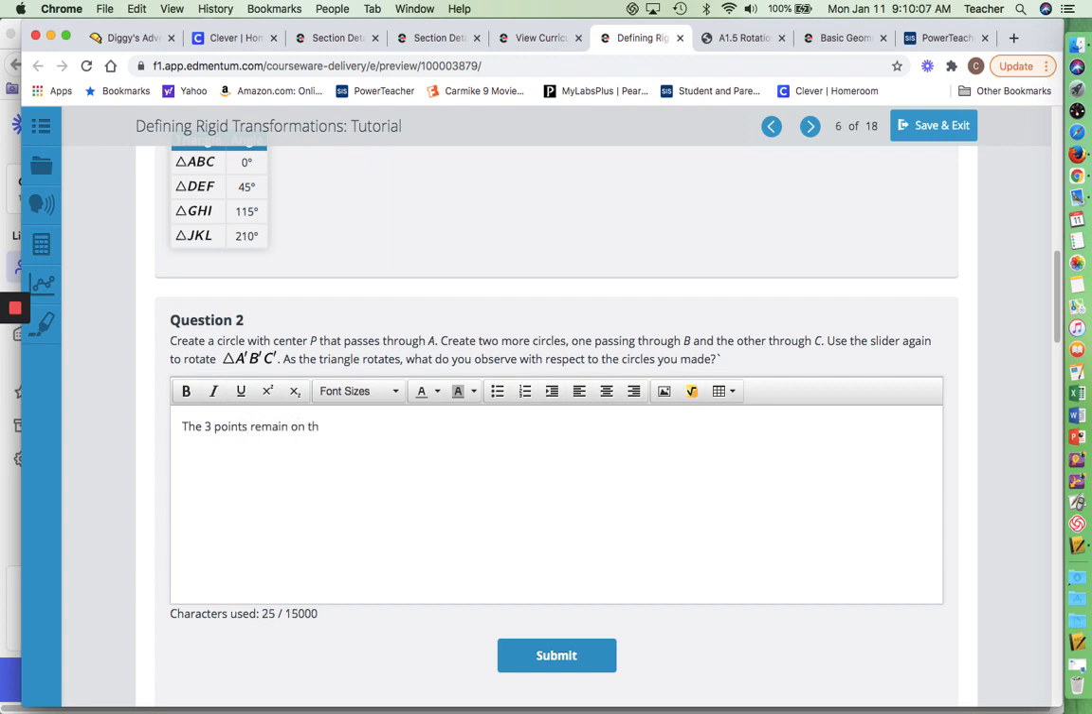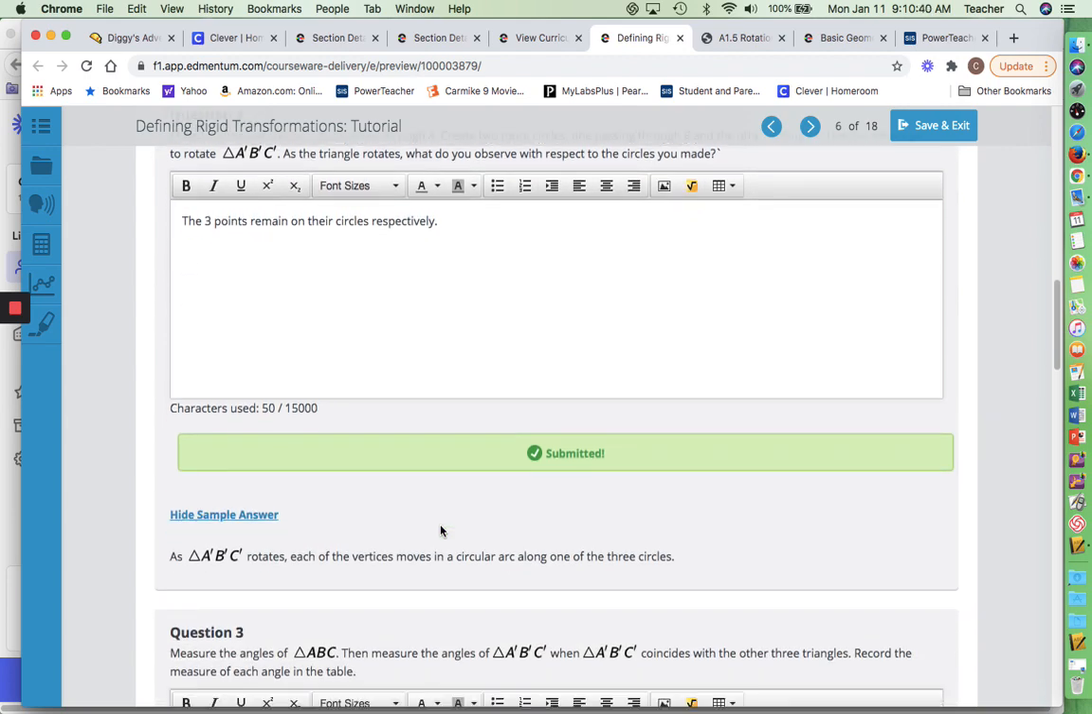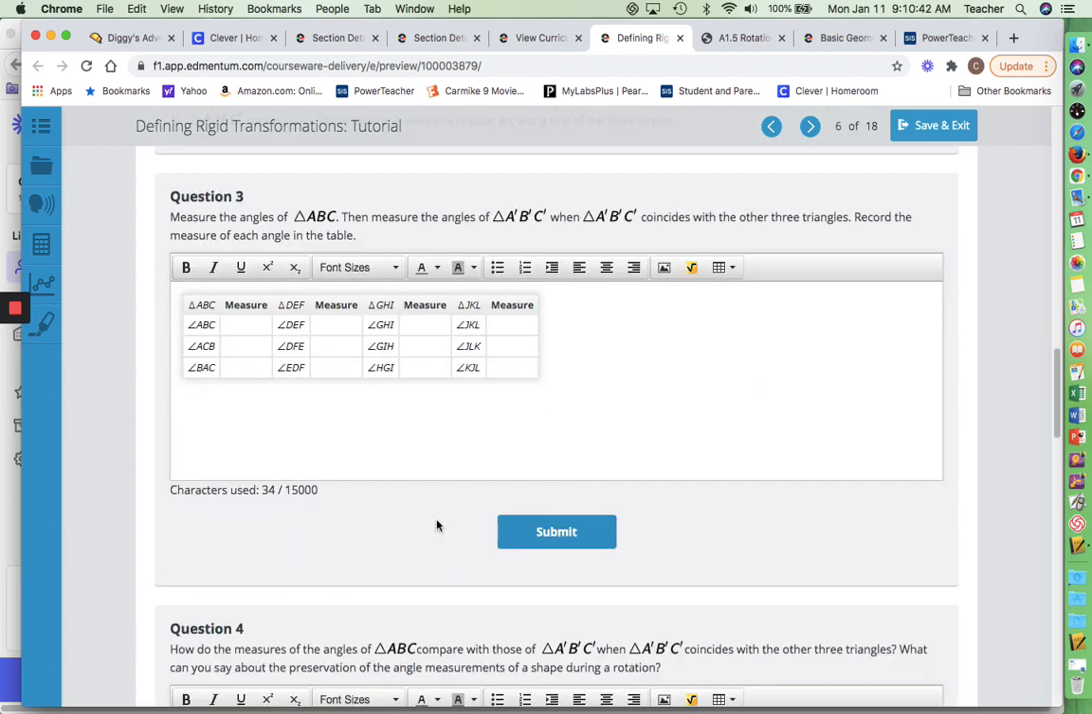Remain on their circles respectively. If you don't understand what that means, it means I'm talking about the A, I'm talking about the B, I'm talking about the C separately. So A would remain on its circle, and B would remain on its circle, and C would remain on its circle. So one word respectively, which I didn't spell right, and that just figures. Now I fix that. Respectively, I'm talking about each of them separately. And you guys are going to find I'm not a great speller, so hey, there's a reason why I'm a math teacher. And it's not for my spelling.